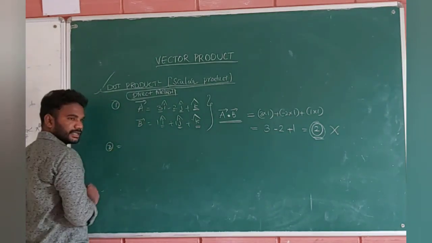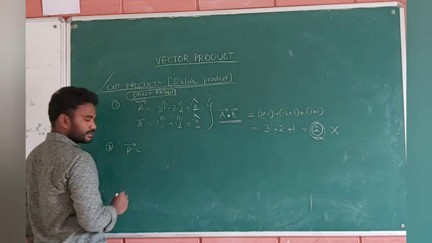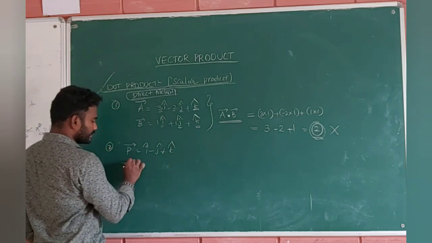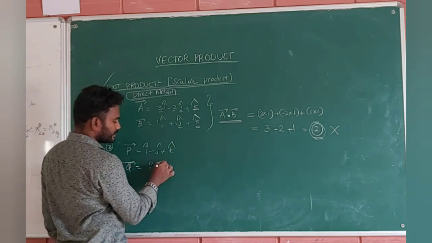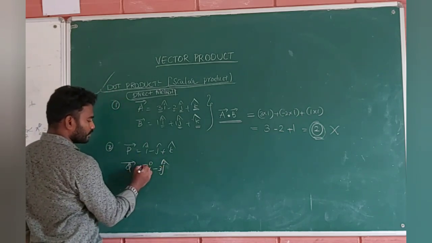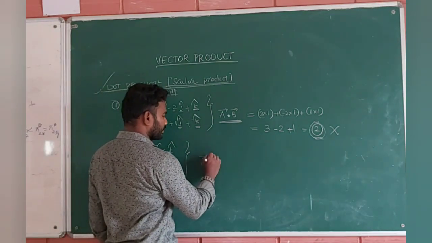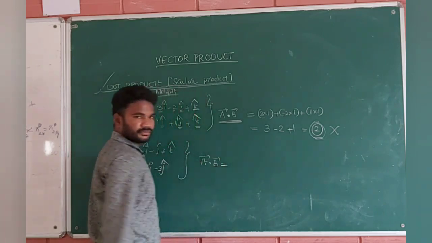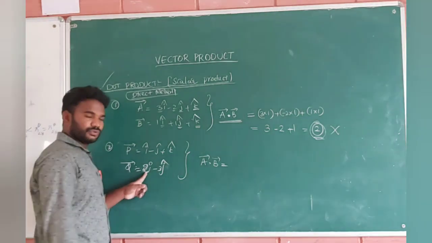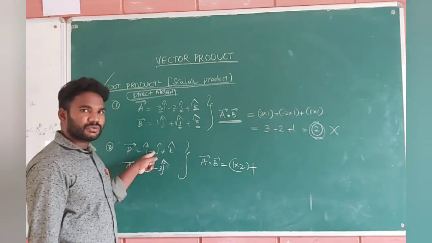Second method. Let me consider P bar is equal to i cap minus j cap plus k cap. Q bar is equal to 2 i cap minus 3 j cap. Now, for the same question, if you want to find A dot B, how can you find that? A bar dot B bar is equal to, very simple. What is the i coefficient here? 1. What is the i component here? 2. So 1 into 2 plus, what is the j component here? Minus 1.